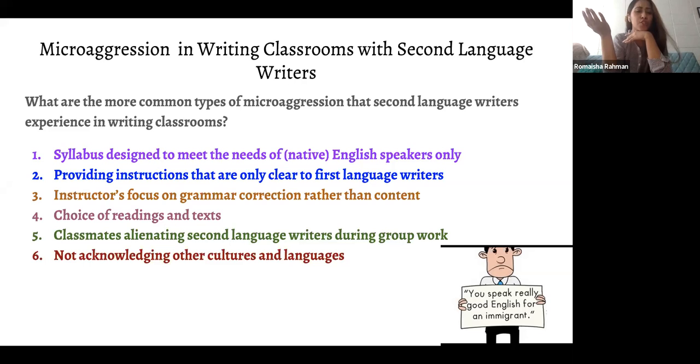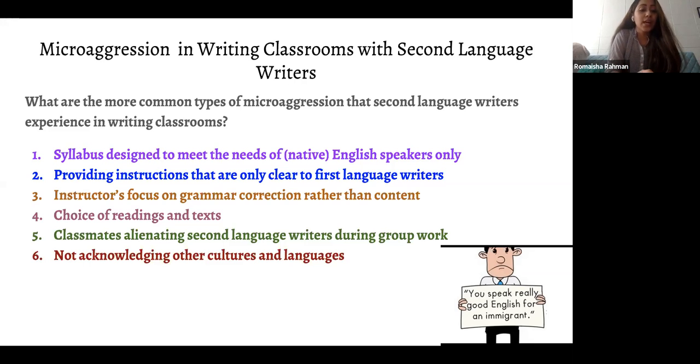A lot of authors translate other people's work. So if you don't find a first language writer, like a second language writer writing in English, you can always translate their work or find a translation. Or there are other authors who actually write in English, who are from different ethnicities. So bringing those works is also important. If you do not, that is also a form of microaggression towards a certain group of students.